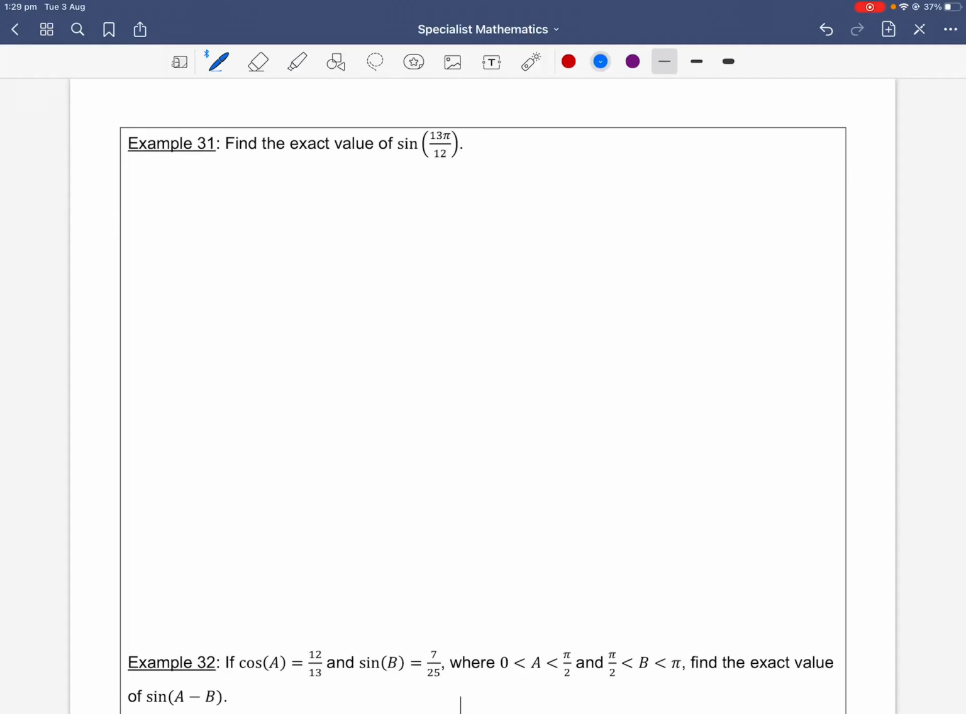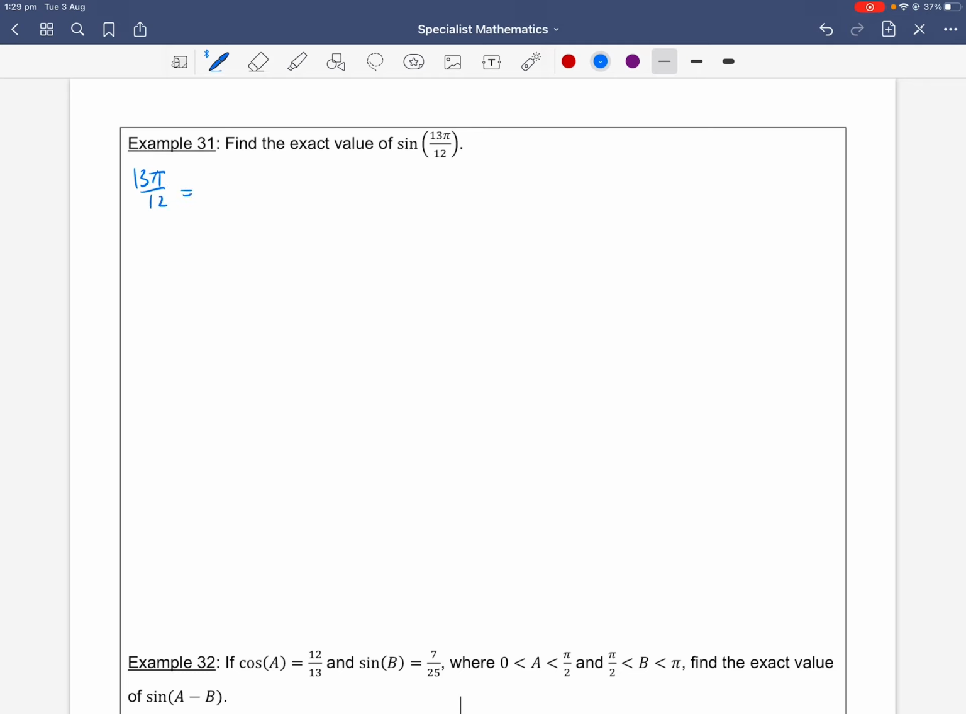So let's have a look at example 31. It says here, work out the exact value of sine of 13 pi on 12. So the trick for this question is that 13 pi on 12 isn't one of the nice angles that we can easily find the exact values of, nice angles being like pi on 3, pi on 4, or pi on 6. So the trick is, can we break apart 13 pi on 12 into the sum or difference of those nice angles? In fact, we can.